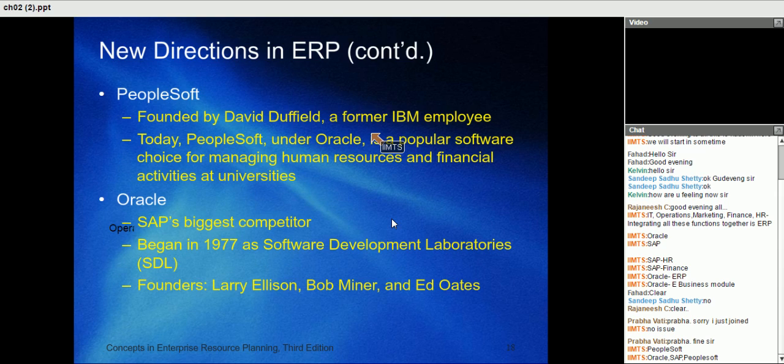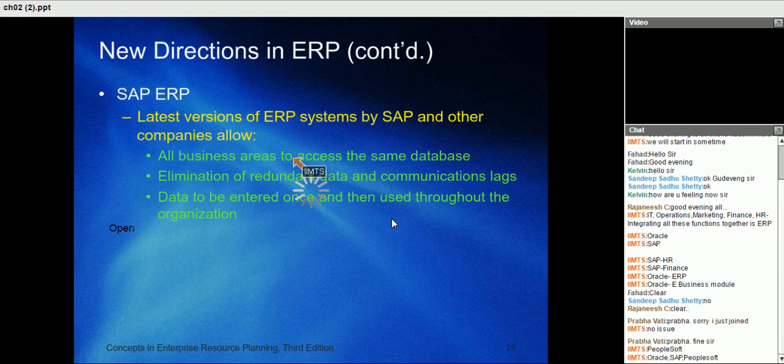Now moving ahead. PeopleSoft was founded by David Duffield, a former IBM employee. Today PeopleSoft under Oracle is a popular software choice for managing human resources and financial activities at universities. SAP's biggest competitor began in 1977 as Software Development Laboratories. Founders were Larry Ellison, Bob Miner and E.D. Oates.